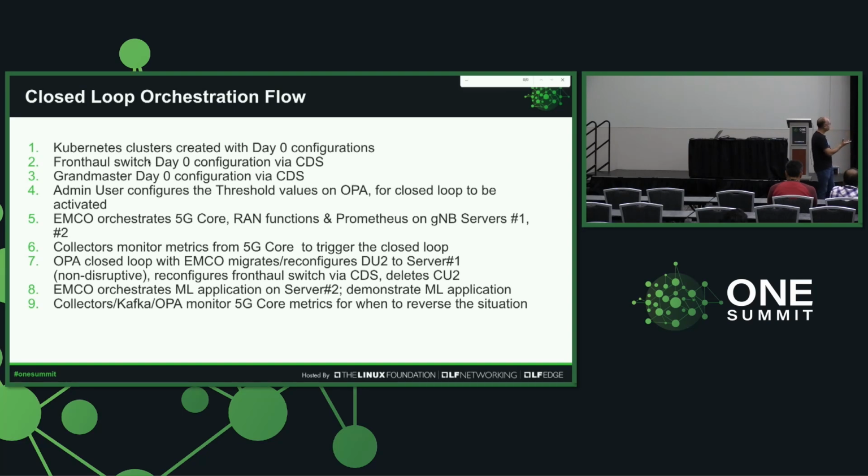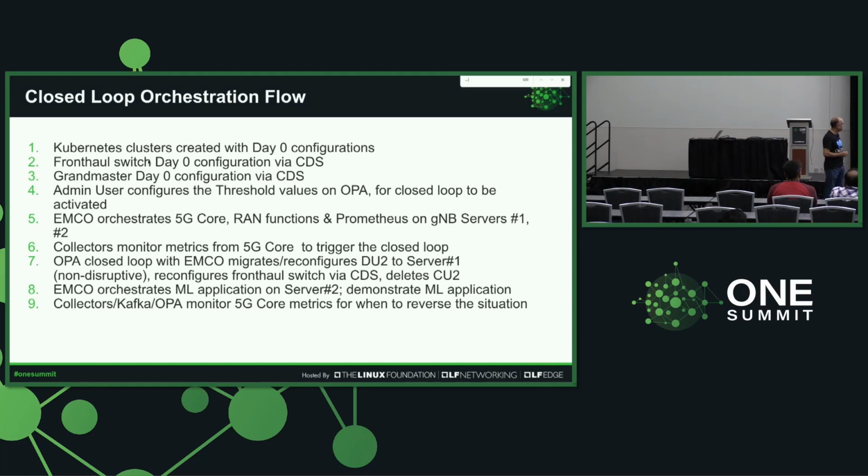And once the closed loop triggered, then we had to migrate, reconfigure DU2 back to server 1, non-disruptively to the degree possible, reconfigure the front haul switch via CDS, and delete CU2. Now the node is available. It's empty. It's available for machine learning.